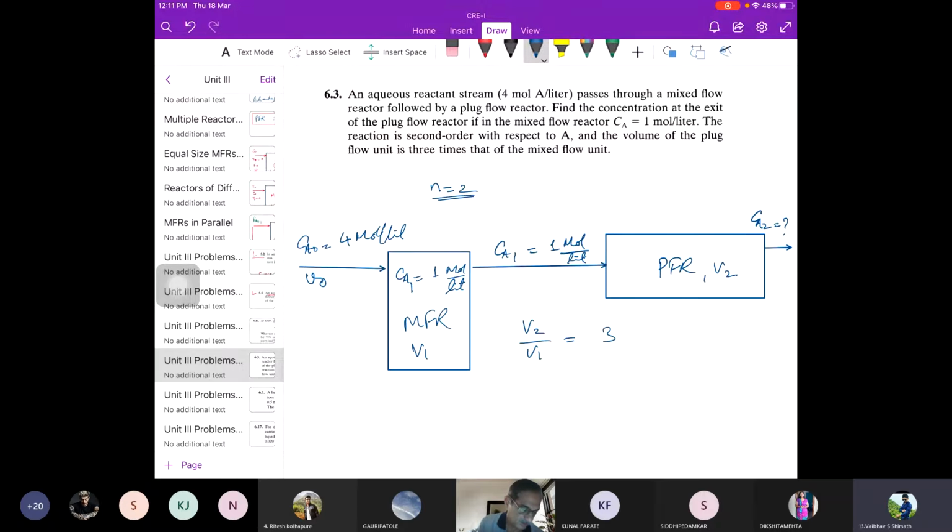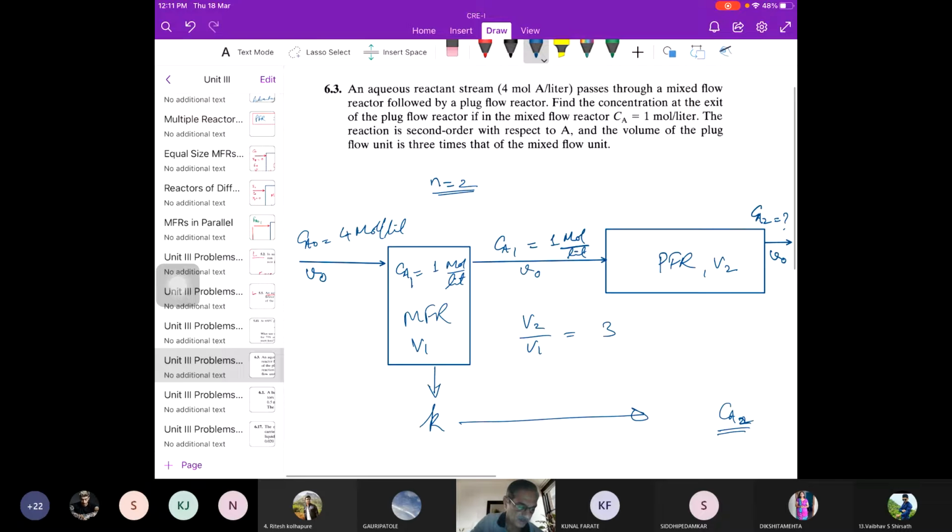So this volumetric flow rate is going to be the same. It's not going to change. So we can find out the value of K from the MFR and then use it in the PFR to find Ca2. Because n is given and k is not given, we always use one set of data. I explained this earlier also. Use the one set of data which is given to find the unknown in the rate equation. In this case, the rate constant is not given, so you have to find the rate constant. Then you can use it in the PFR and find the concentration at the end of the PFR.